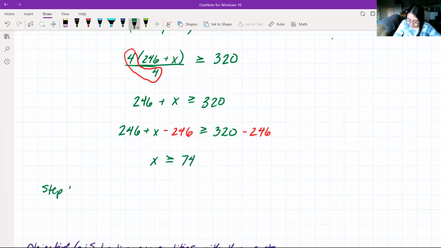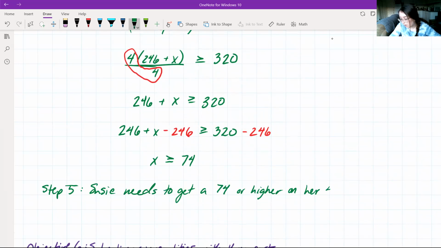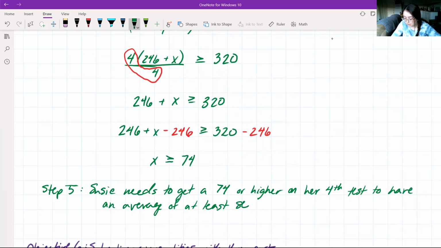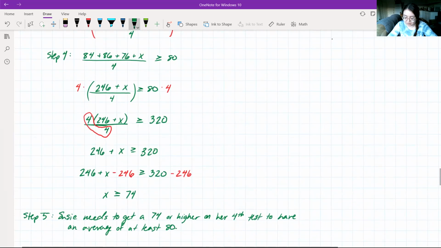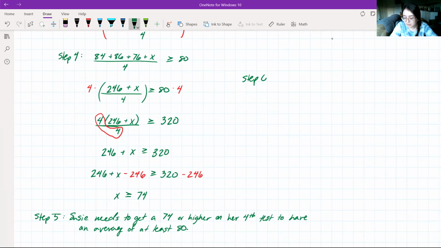So we're going to say step 5. Susie needs to get a 74 or higher on her 4th test to have an average of at least 80. And our step 6 is going to go right off to the side here. So step 5, we've stated our answer, and step 6, we check. Just want to check and make sure that this is correct.